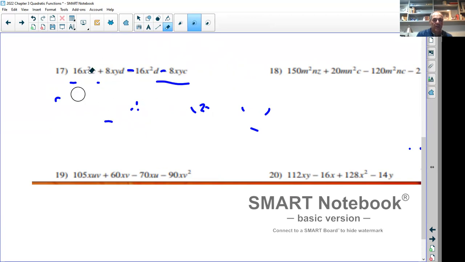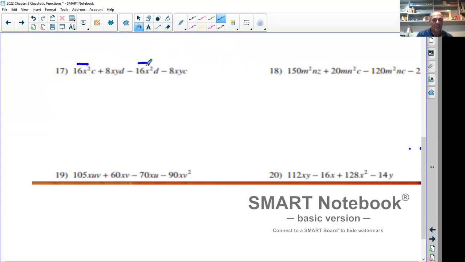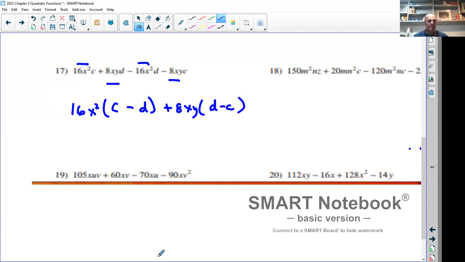Well, what if we paired them differently? What if we paired the two 16s together and the two 8s together? The two 16s, I can take out a 16x squared. I'd be left with C minus D. 8, I could take out an 8xy, and I got D minus C. Oh my. I thought we had it. We take out 8xy, have D minus C.